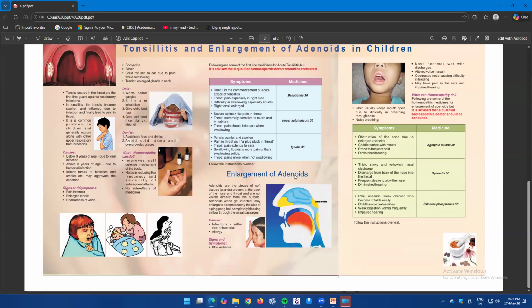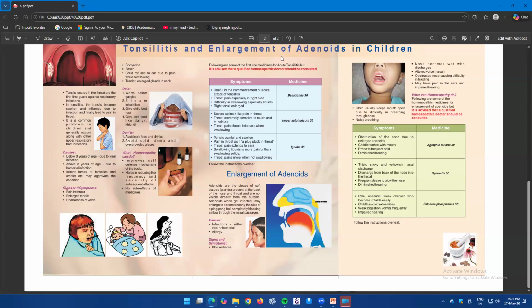See, this is enlargement of adenoids. These are the hypertrophied adenoids, which are specially situated in the posterior wall of the nasopharynx. Adenoids are pieces of soft tissue or glands present at the back of the nose and throat, and they are not visible directly from outside. Adenoids get clinically infected, due to causes like bacterial or viral infections and allergic symptoms, and then various signs and symptoms like blocked nose appear. So this is a clinical presentation of tonsillitis as well as adenoids.